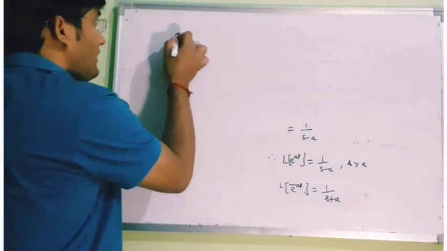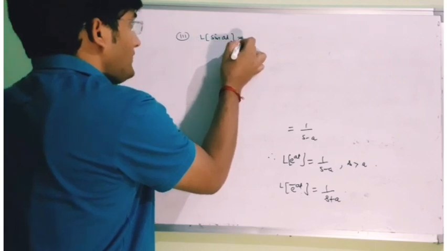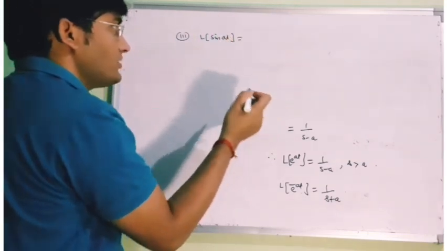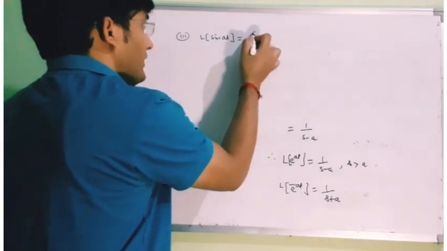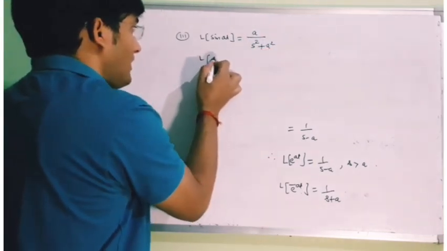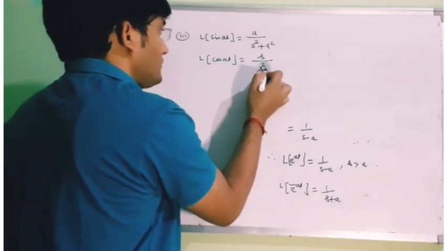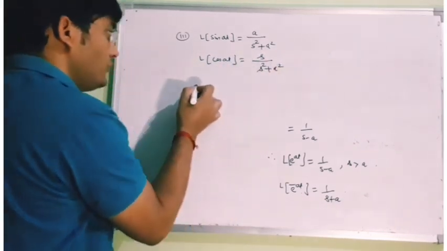Then the Laplace of sin at, where a is some constant, is equal to a upon s square plus a square. Similarly, the Laplace of cos at is equal to s upon s square plus a square.